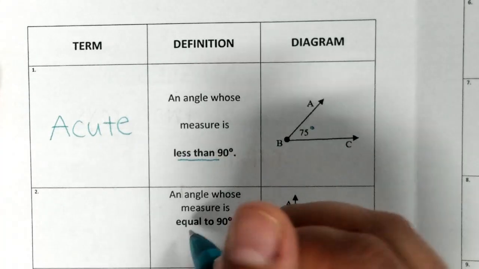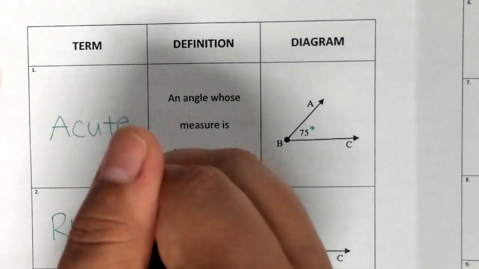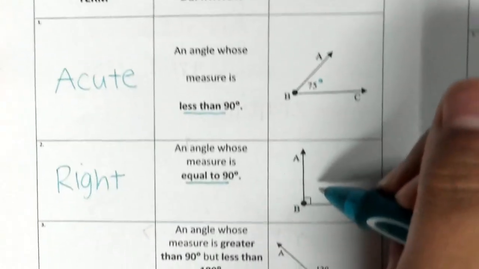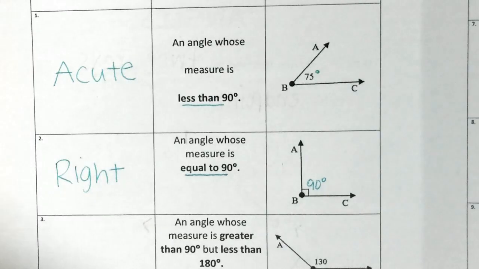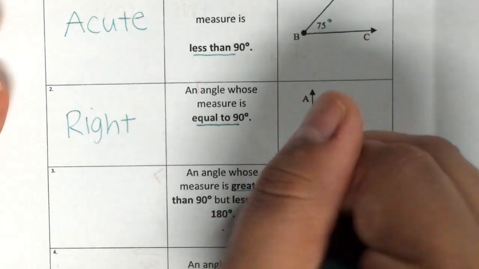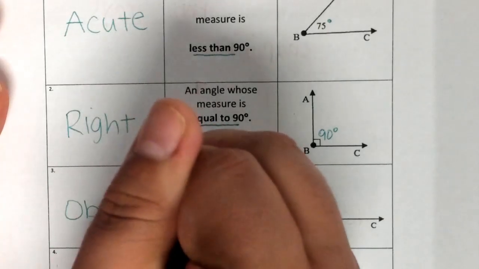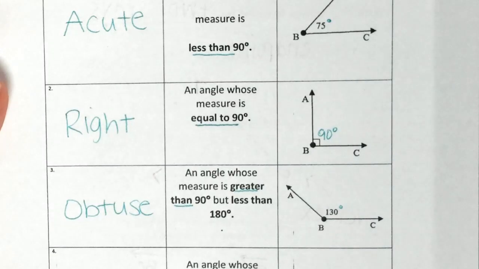What about an angle who's equal to 90? A right angle. And remember, a right angle has to have a little box or what? Or a 90 degrees to let you know, hey, that's what this is. What about an angle who is greater than 90 but less than 180? Obtuse. Again, can you please put a degree sign on that 130?